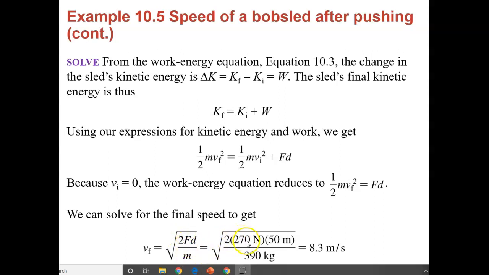So the force is 270, the distance is 50 meters, the mass is 390. So 2 times 270 times 50 divided by 390, take the square root of that, and you get a final speed of 8.3 meters. Now, if how I did this confuses you, just go back and read it, look over what happened here, and ask questions about it in class.